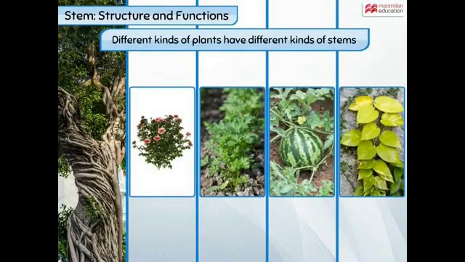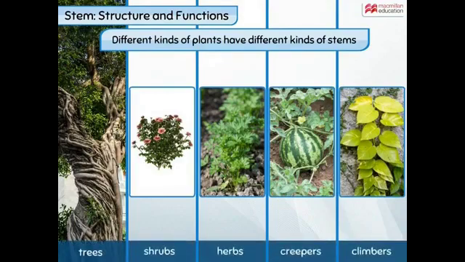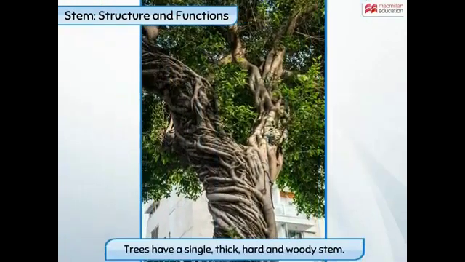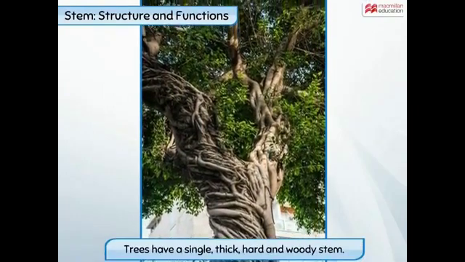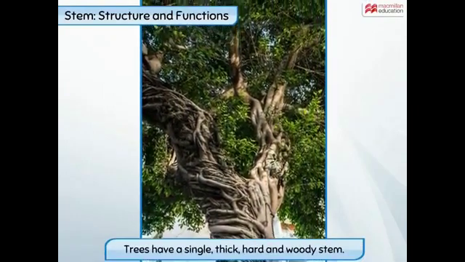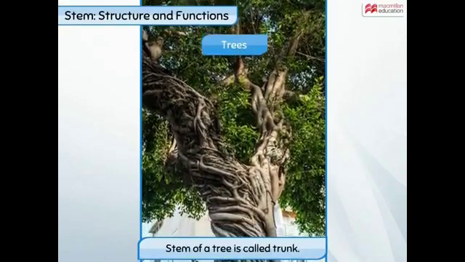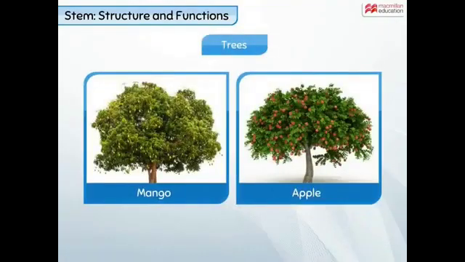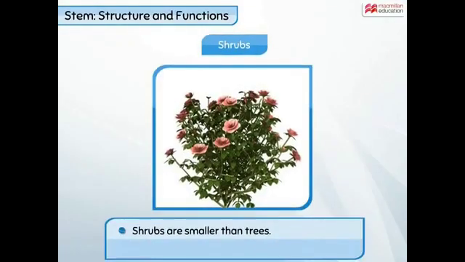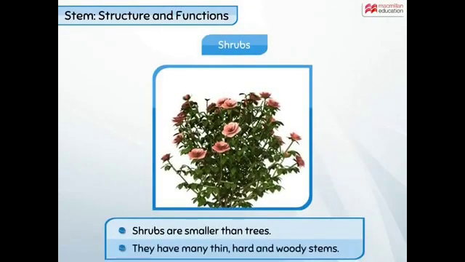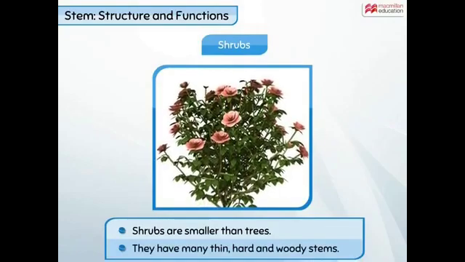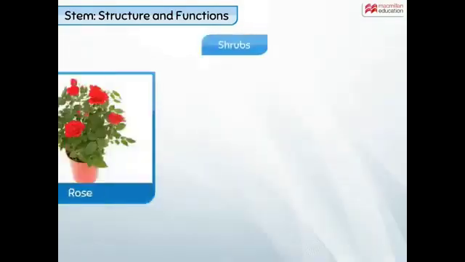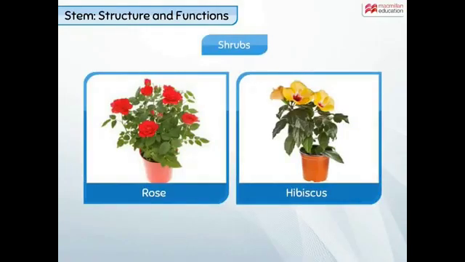Different kinds of plants have different stems. Plants can be named according to the types of stems they have. Plants that have a single thick, hard and woody stem are called trees. The stem of a tree is also called the trunk. Big trees like that of mango and apple have a wooden trunk. Plants that are smaller than trees and have many thin, hard and woody stems are called shrubs. Rose and hibiscus are some of the common shrubs.